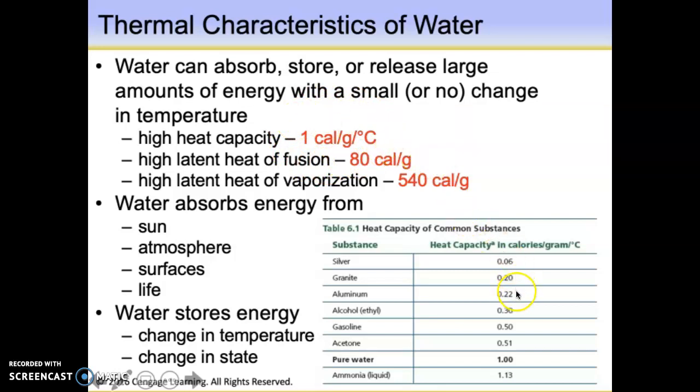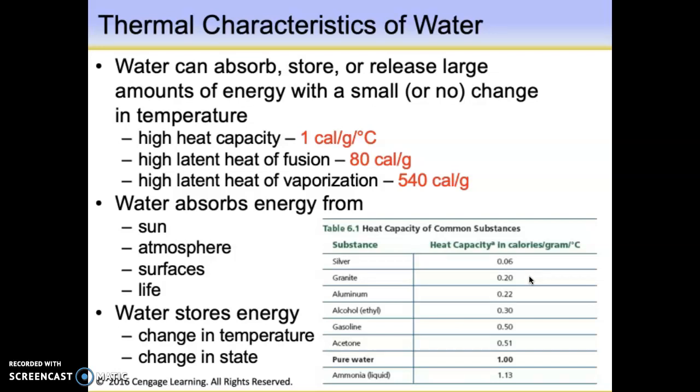What's important is to go down here in the lower right-hand corner. This is a table from your book. For comparison, what is the heat capacity of some other substances? Well, you can see granite, which is rock, has a heat capacity of 0.2, which means that if you add a calorie of heat to some granite, 1 calorie of heat will raise that 1 gram of granite 5 degrees centigrade.